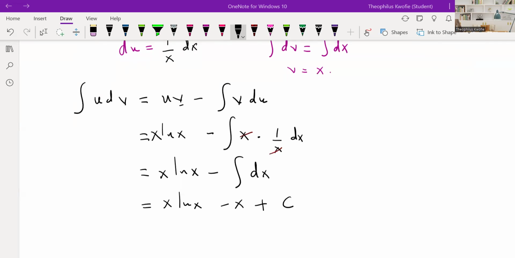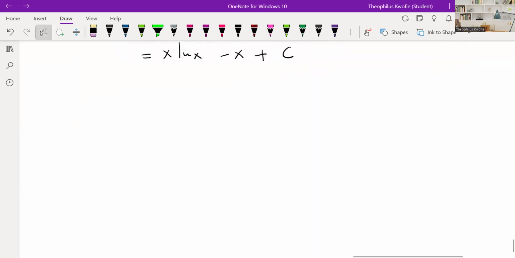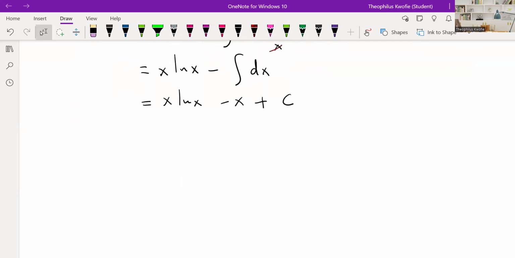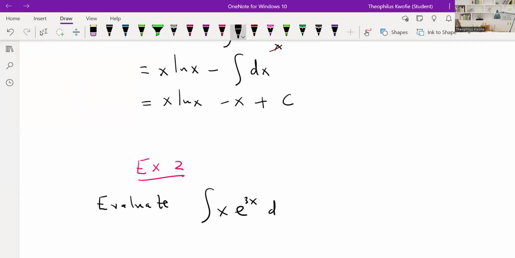All right, so let's take one more example to see how best we can leverage the LIATE to solve some other complex problems as well. So let's say example 2. In example 2, we want to evaluate the integral of x multiplying e to the power 3x.